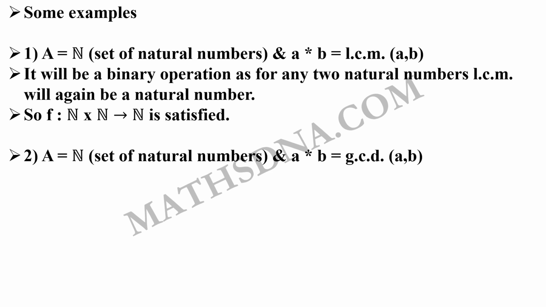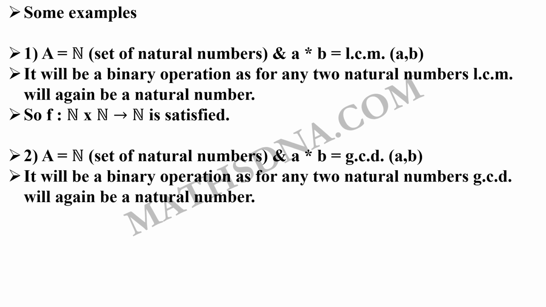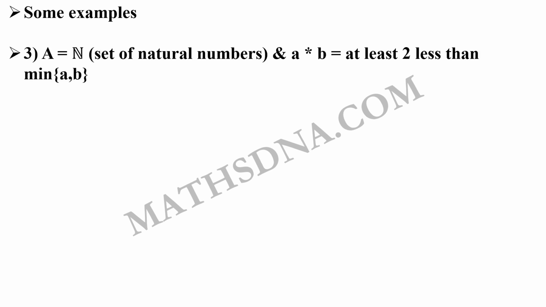Take A equal to N, the set of natural numbers, and a star b equals GCD of a and b. Then again it will be a binary operation for any two natural numbers, because GCD of any two natural numbers will again be a natural number. So f will be satisfied from N cross N to N itself. These are the two common examples that satisfy the binary operation. Now let us see some examples which do not satisfy the binary operation.